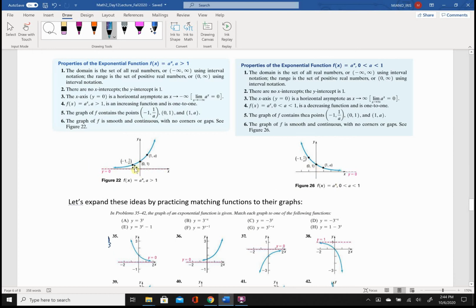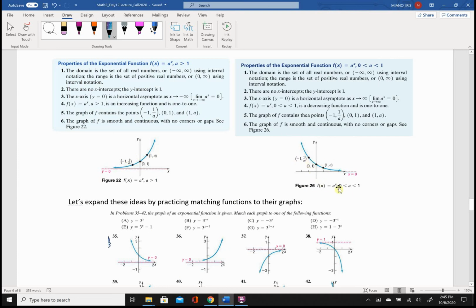Now, if you're dealing with exponential growth, so your a value is greater than 1, then you can plot the values -1, 1 over a, whatever your a value is. And then on the other side in quadrant 1, there's the ordered pair 1, a. So these 3 points can always be plotted, and 2 of them depend on your value of a. And that's also true if you have exponential decay.